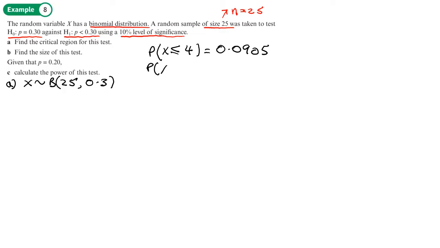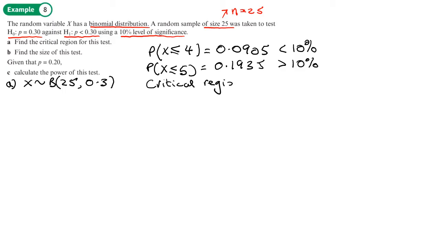And the probability when we go down to 5, less than or equal to 5, is the next one down, which is 0.1935. Okay, so this one is less than 10%, this one is greater than 10%, so my critical region is going to be when what I observe is less than or equal to 4. That's my critical region.